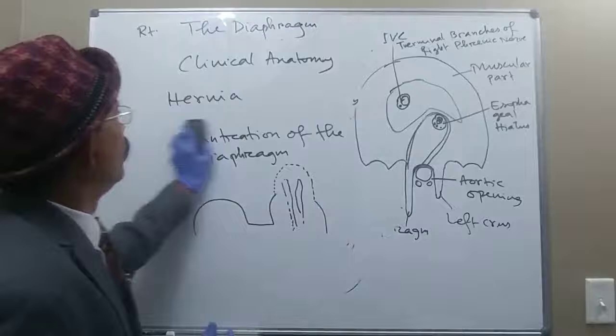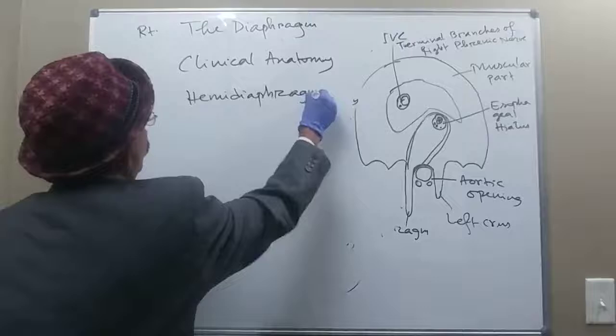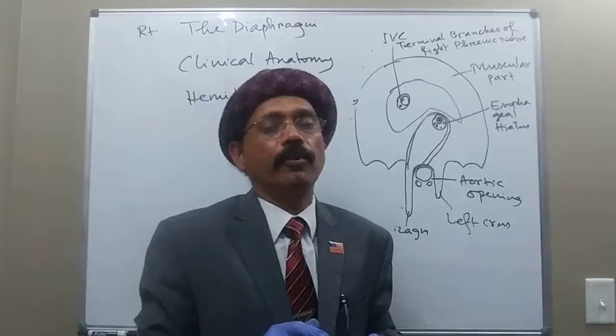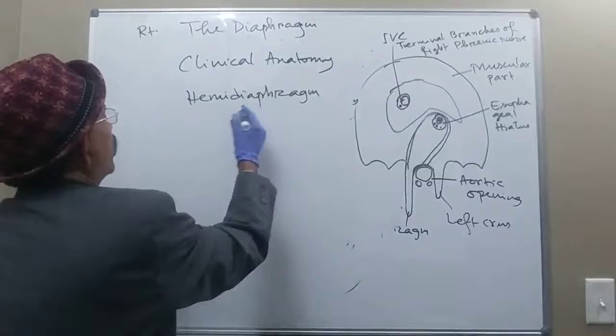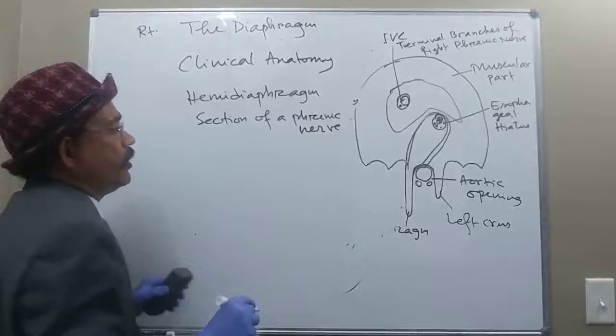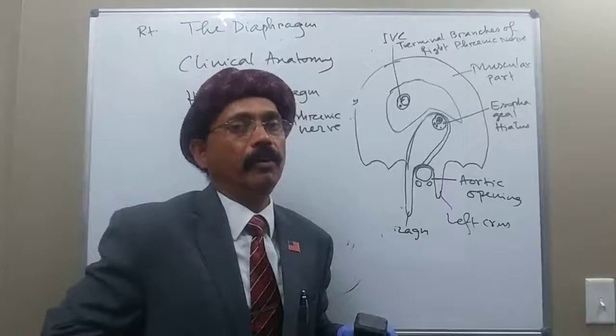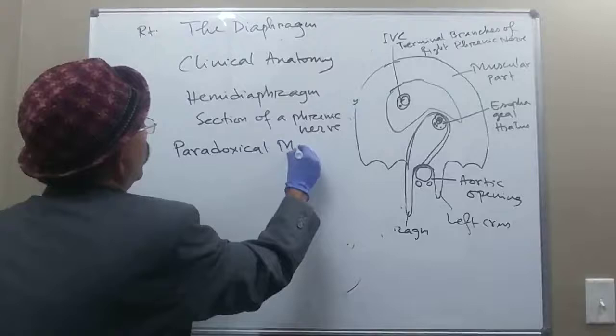We get another term called hemidiaphragm. What happened? If we have section of both phrenic nerves, life is not compatible. People will die within a few minutes. But if we section one phrenic nerve unilaterally, then we get hemidiaphragm. One side of the diaphragm would be paralyzed because the phrenic nerve is the sole nerve supply to the diaphragm. What will happen? We'll get paradoxical movement of the diaphragm.